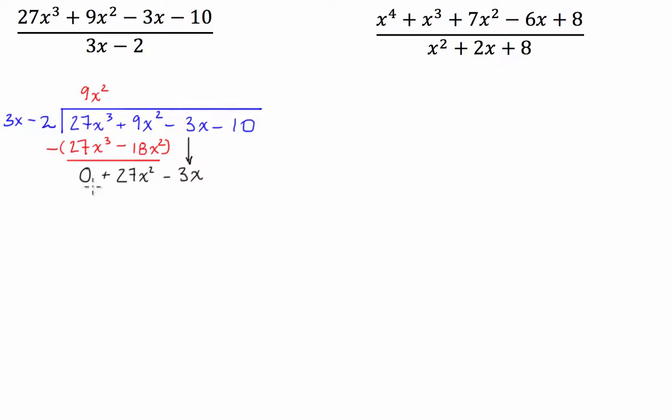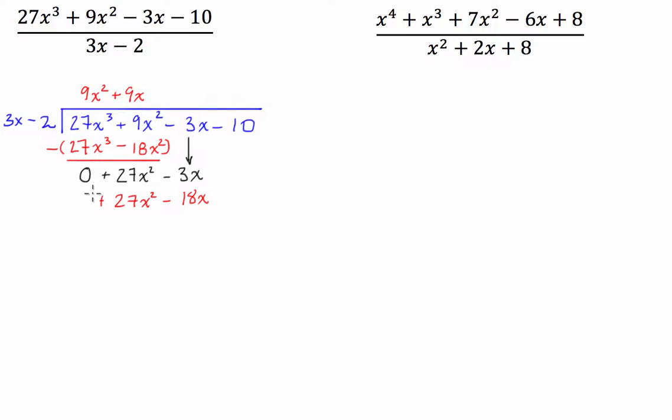So then we do the routine all over again. We go 27x squared. Except we use this number down here now. We forget this polynomial and we use the numbers that we get as we go down the long division. So we have 27x squared divided by 3x is going to be plus 9x. And then we do exactly the same thing again. We go 9x times 3x is 27x squared. 9x times negative 2 is negative 18x.